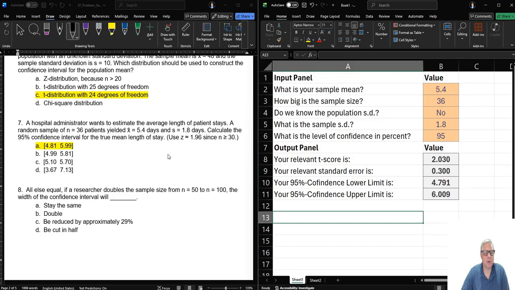Okay, all else equal, if a researcher doubles the sample size from n equals 50 to n equals 100, the width of the confidence interval will, I don't think it will be cut in half, but it will be definitely reduced. And it will be reduced by approximately 29%. Okay, is that something that we can maybe calculate? Yeah, we can calculate that. So let's assume we have a 95% confidence interval.